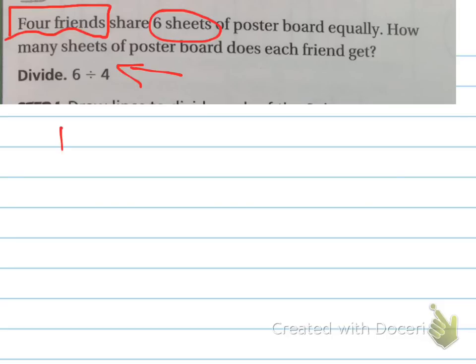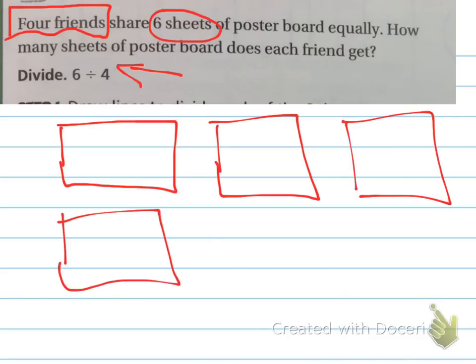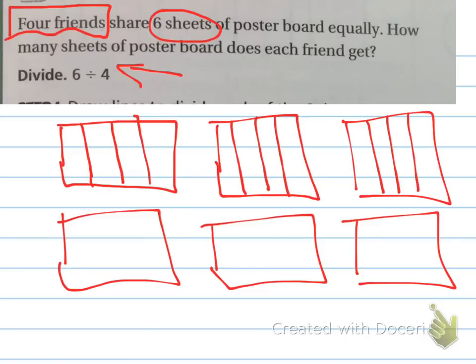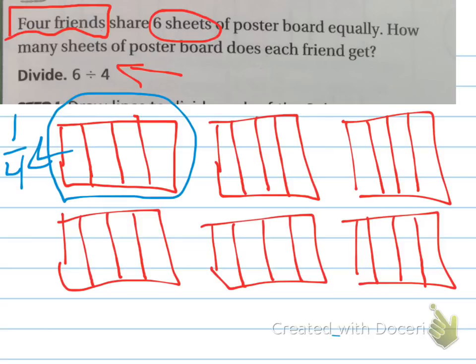Let's do that. Since I have 6 sheets of paper, I'm going to draw 6 sheets. 3, 4, 5, and 6. And now, since we have the 4 friends, I am going to divide each sheet into fourths to show the piece of that poster board that each student will get. Since there's 4 friends, we're dividing each sheet into 4 equal pieces. Now that we are done with our diagram, if we look at one piece, we can see that each of the 4 friends will get 1/4 of each piece of paper.